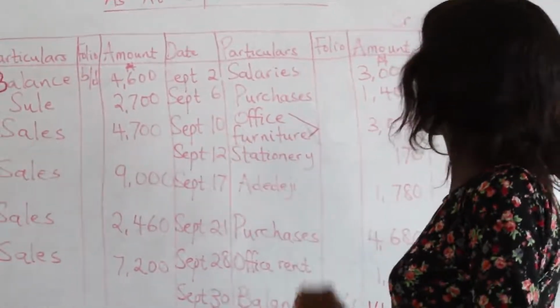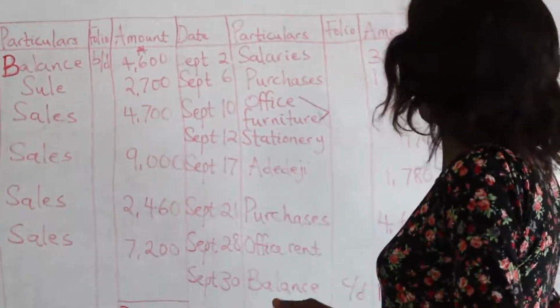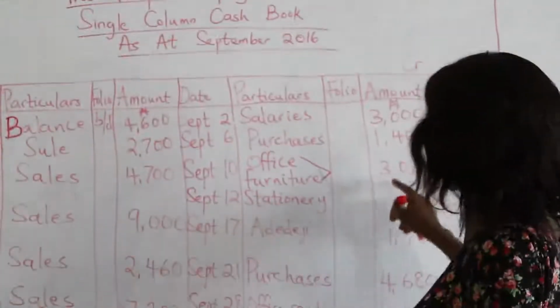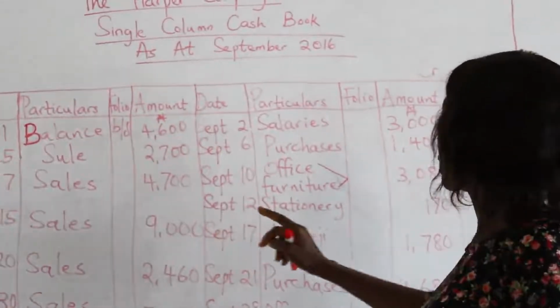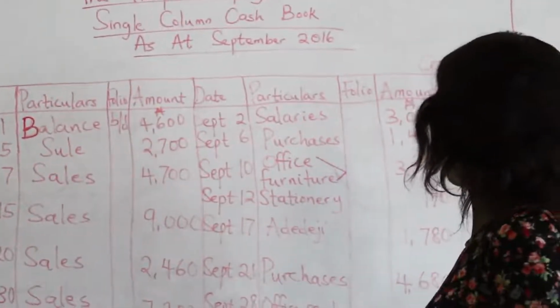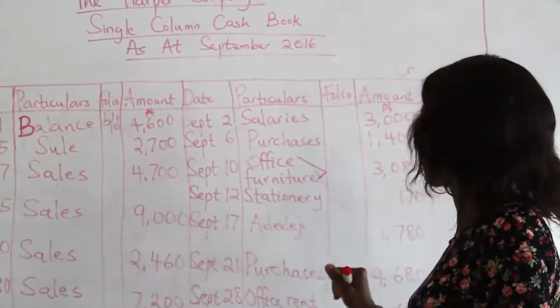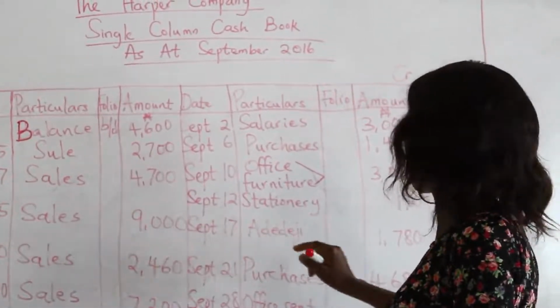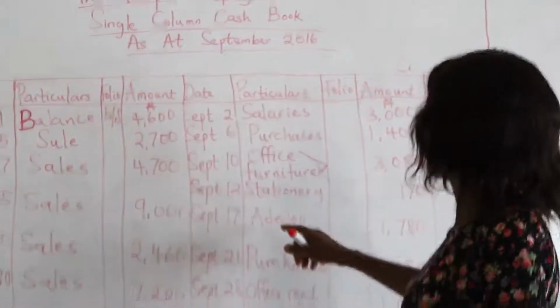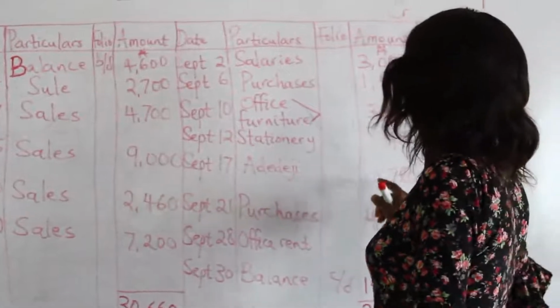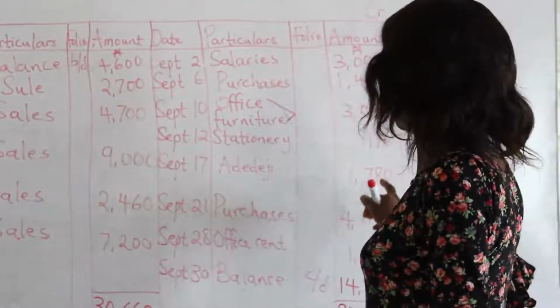September 10, 2016, there was another transaction. We purchased office furniture to the tune of 3,080 naira. On the 12th day of September, stationery was purchased to the tune of 170 naira. On the 17th of September 2016, Adedeji, a customer, was paid money to the tune of 1,780.